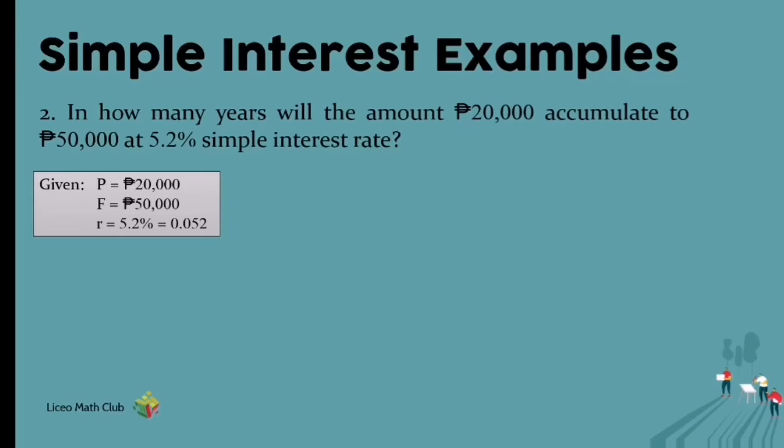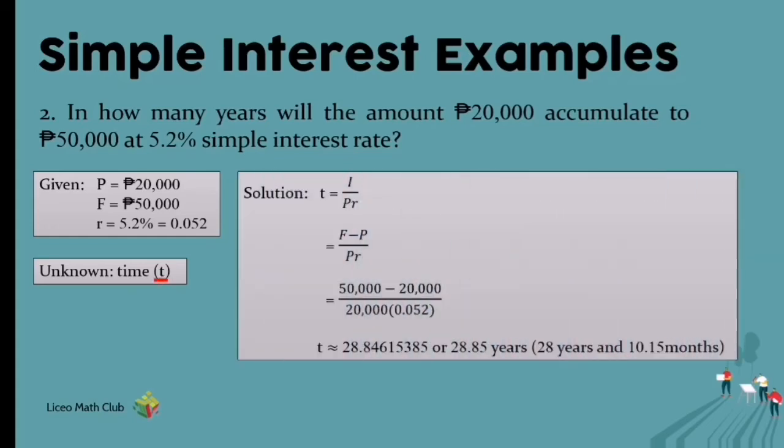And lastly, we have our rate, 5.2%. Convert it into decimal form, 0.052, and let's now know what we are looking for. In this problem, we are looking for the time. In order to solve the time, we use the formula interest over principal multiplied by rate. In order to get our interest, we use the formula future value subtracted by principal, all over principal multiplied by rate.